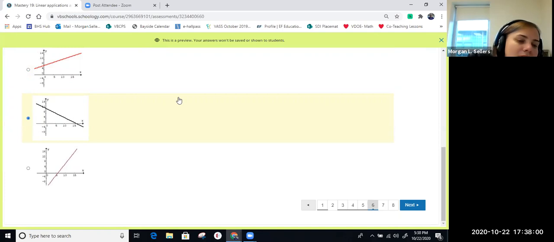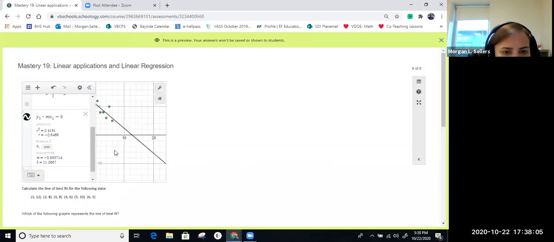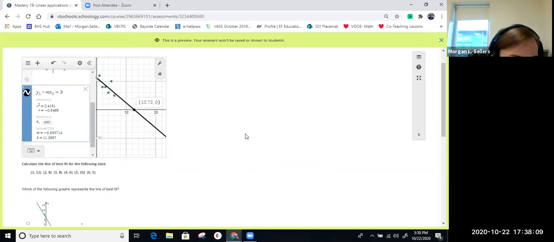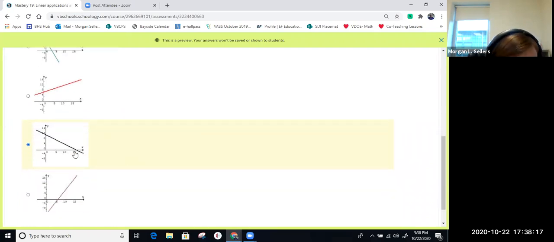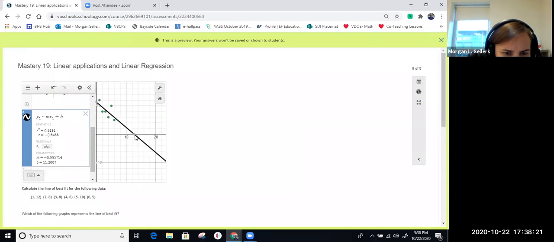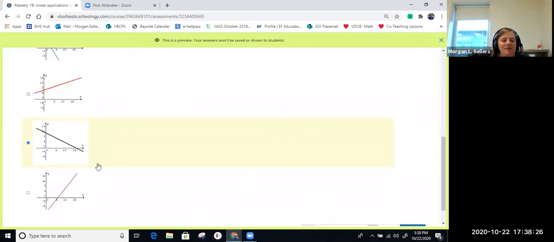It's a negative line. And if I zoom over here, it crosses the x-axis at 12.72. Well, this is the closest one, but even though this says it crosses at like 15, I don't know what they're talking about. But that's the answer. So you're really just seeing which one matches the closest.